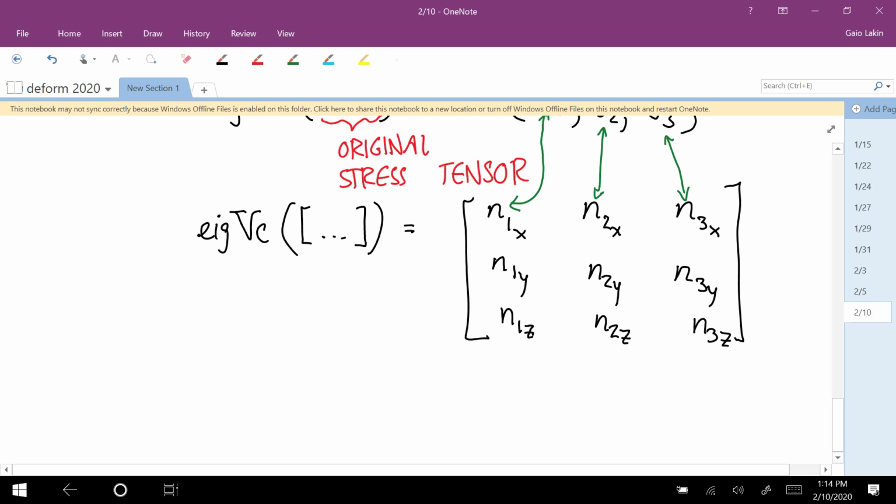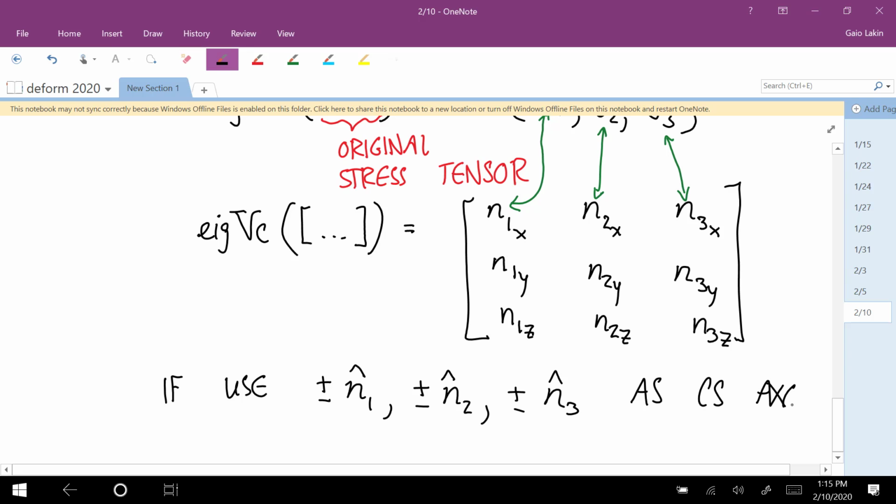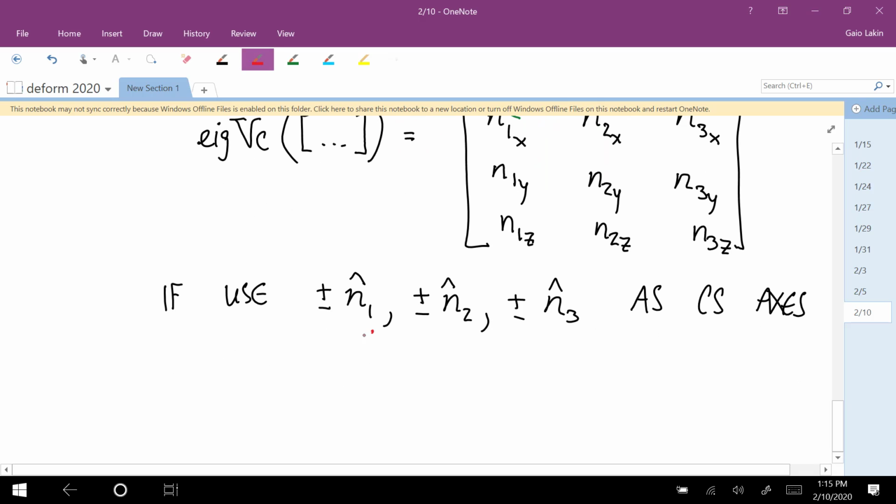Yes, and so if you make a coordinate system out of plus or minus N1, plus or minus N2, and plus or minus N3 as coordinate system axes, this is your new x-axis, y-axis, and z-axis. The plus and minus are just to make sure that it's a right-handed coordinate system, because you have to have a certain relationship between x and y and z. X cross y has to be equal to z, y cross z has to be equal to x, and x cross z has to be equal to negative y.